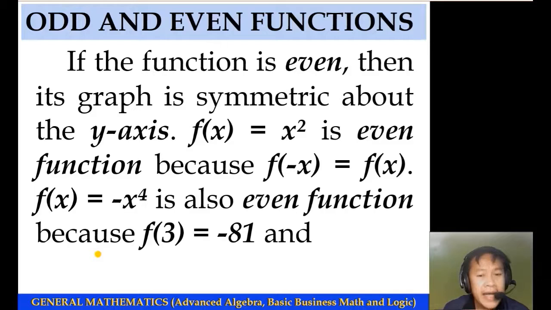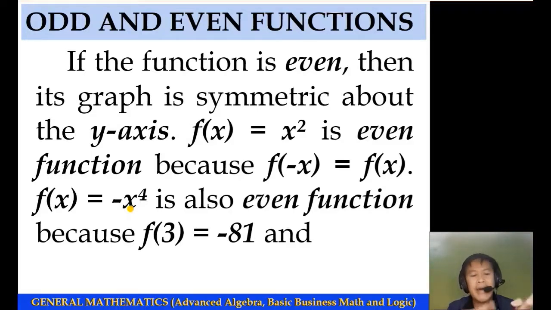equal to 3, and we are going to substitute 3 to the function f of x is equal to negative x raised to 4, what will be the result? The result is equal to negative 81. Why negative 81? Because we have negative quantity 3 quantity raised to 4. We are going to simplify first the number inside the parenthesis before we are going to multiply it to negative 1.